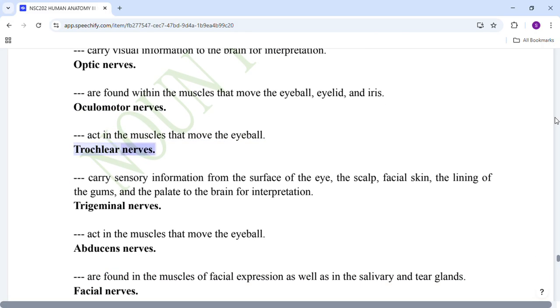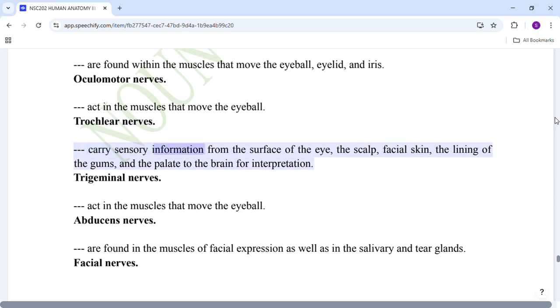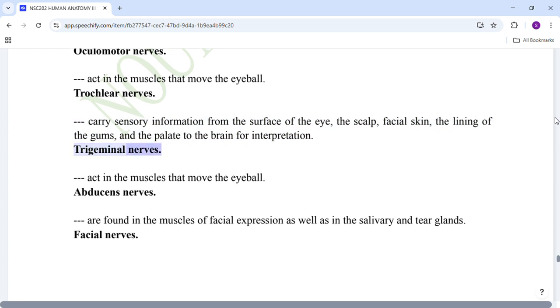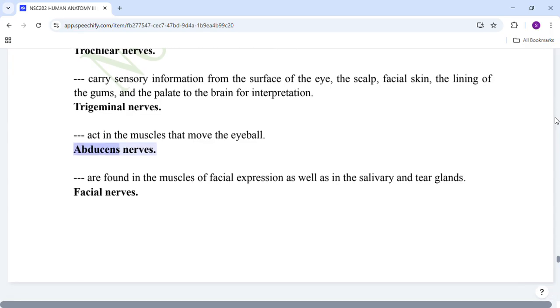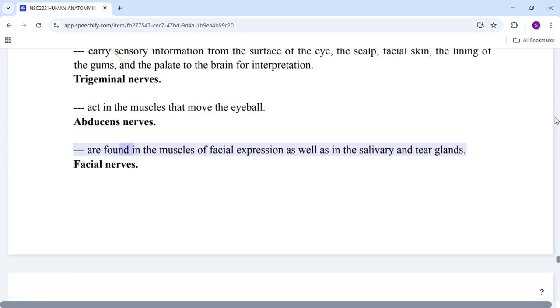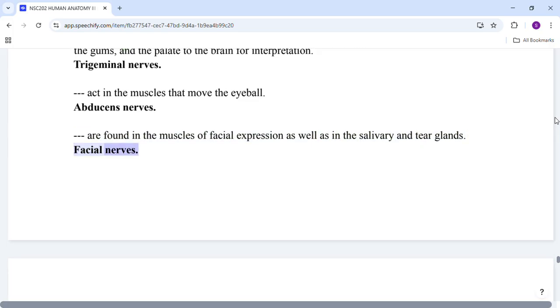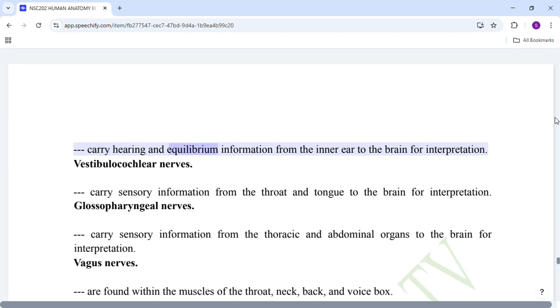Trochlear nerves. Dash carry sensory information from the surface of the eye, the scalp, facial skin, the lining of the gums, and the palate to the brain for interpretation. Trigeminal nerves. Dash act in the muscles that move the eyeball. Abducens nerves. Dash are found in the muscles of facial expression as well as in the salivary and tear glands. Facial nerves. Dash carry hearing and equilibrium information from the inner ear to the brain for interpretation.